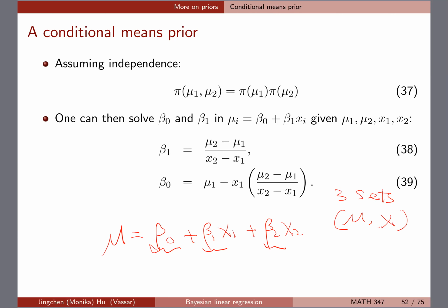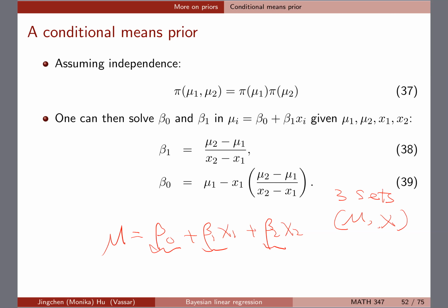But even so, just think about it. You have three unknowns and three equations. Solving for beta 0, beta 1, beta 2, the form is going to be much more complicated than what we have in 38 and 39. So that's why it's not typically done. But you can do it if you want. But in our class, we're just going to cover the simple linear regression case with the conditional means prior.